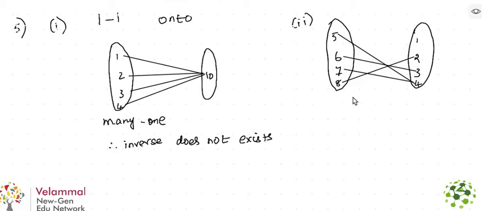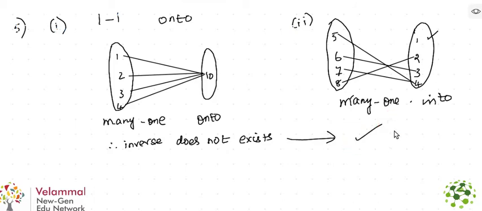Okay. Looking at the left hand side, the domain, it is many-one. Why is it many-one? Because 5 and 8 together go to 4. And also it is an into function because 1 is left out. Here it is many-one, and the codomain should have been one-one as well as onto, but this is neither of them. Therefore, for this also, the inverse does not exist. Is it clear for you?